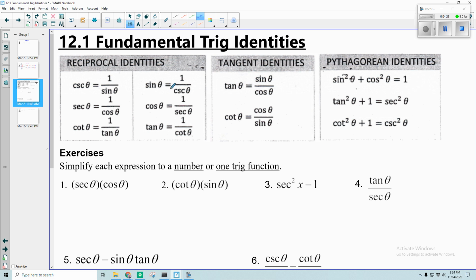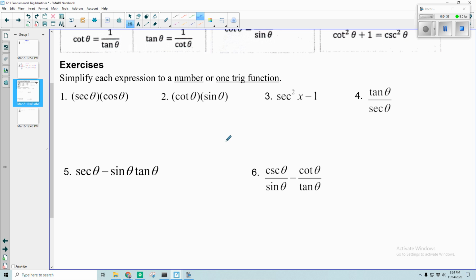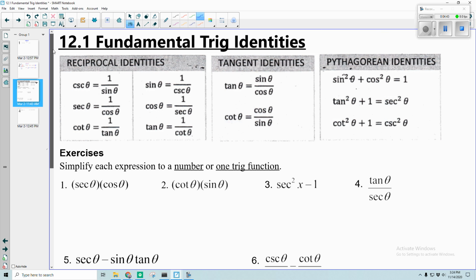Today, we're going to be looking at how to use these identities to simplify expressions. That's the whole goal. We'll have some expression, like we're given here in the following problems, and we're going to try to simplify these down to just one number or one singular trig function. It's usually a little overwhelming if you look at all of these different identities and wonder, how do I use any of these? Which ones am I supposed to use when? So I'm going to give you two tricks that you can use.